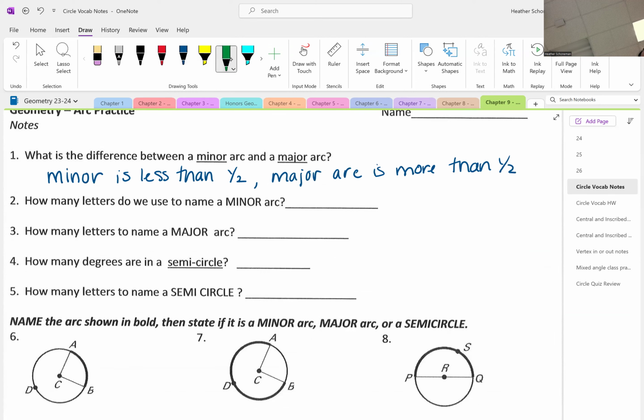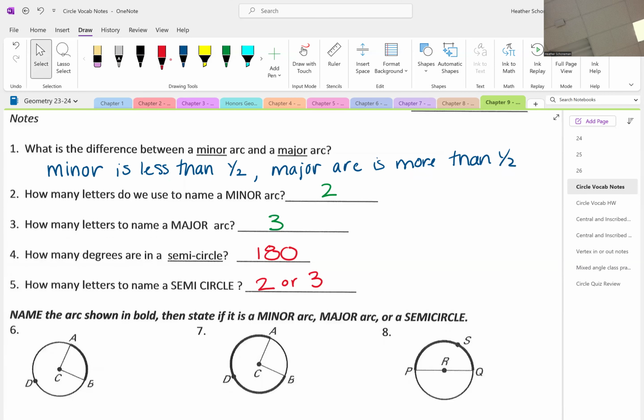Okay, a minor arc, we use 2 letters. A major arc, we use 3 letters. A semicircle is always exactly 180. And for a semicircle, we're going to use 2 or 3 letters, just depending. If we just want to tell someone it's a semicircle and half the circle, you can just use 2 letters. If you want to specifically use this semicircle, not the other side, then you use 3.